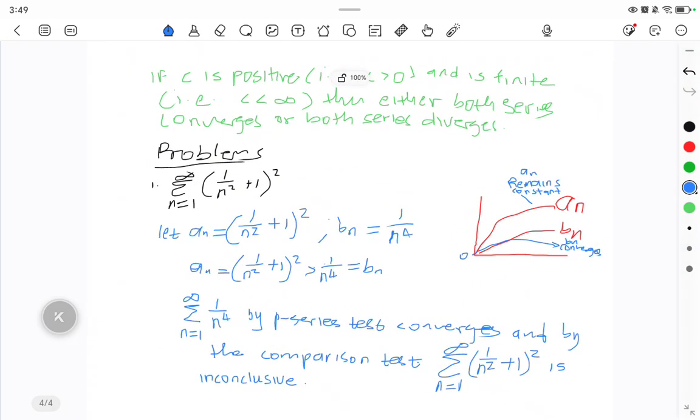When it is inconclusive, there is a second test that I check. Remember, I sent this other picture in the group where I wrote these things. If the comparison test fails, then you must check the divergence test. If the divergence test fails, then you must check the limit comparison test.